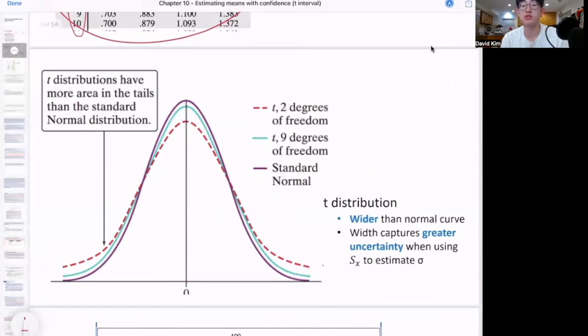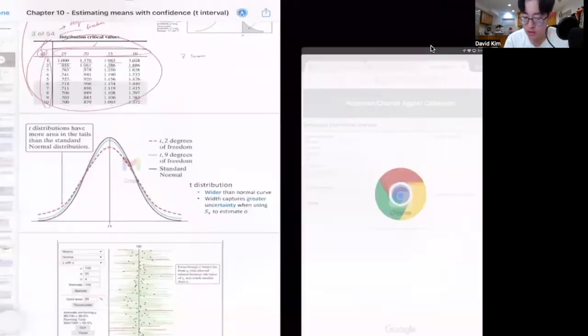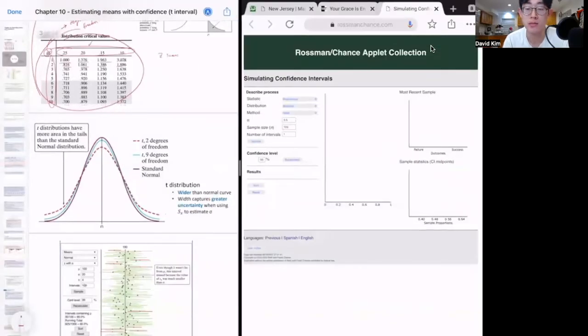So what are T distributions? A T distribution is pretty much the same thing as a Z distribution, except that it allows for a wider range of values to capture. There's a little bit of a simulation that I would like for you guys to see, and this is also from the textbook. We'll use the Rossman Chance applet collection. I'll leave the link for you guys in the chat there.